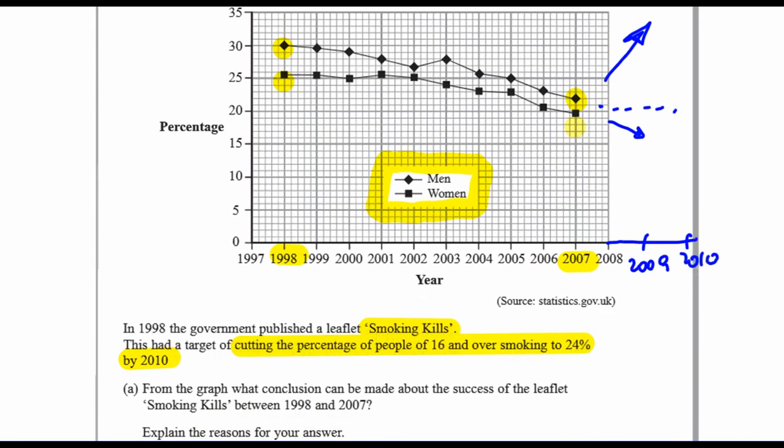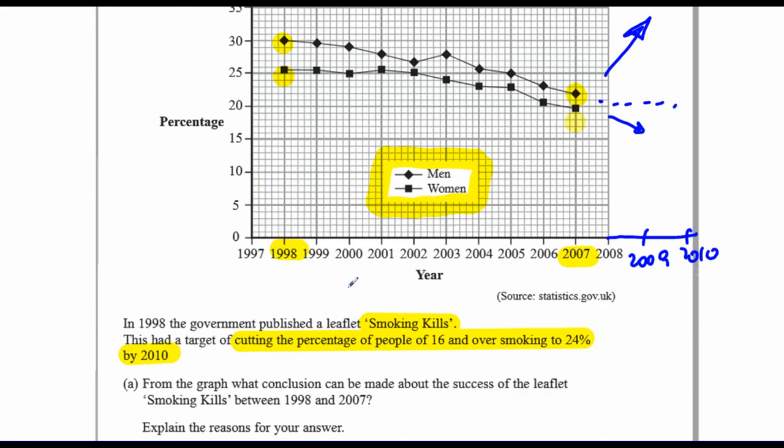Okay, so part A. From the graph, what conclusion can be made about the success of the leaflet? Now I'm going to have to get my GCSE head on here, because in A-level statistics you would be giving a slightly different answer to this. But in terms of GCSE, what it's trying to get at is, have we met this target? Have we gone below 24%? And we have to give our reasons. Okay, so here's 25%, so here's 24%. Let's put a dotted line across. And can you see, there the women have crossed it, there the men have crossed it. So already we are below the 24% line, so you would hope that in 2010 you've met your target as well.